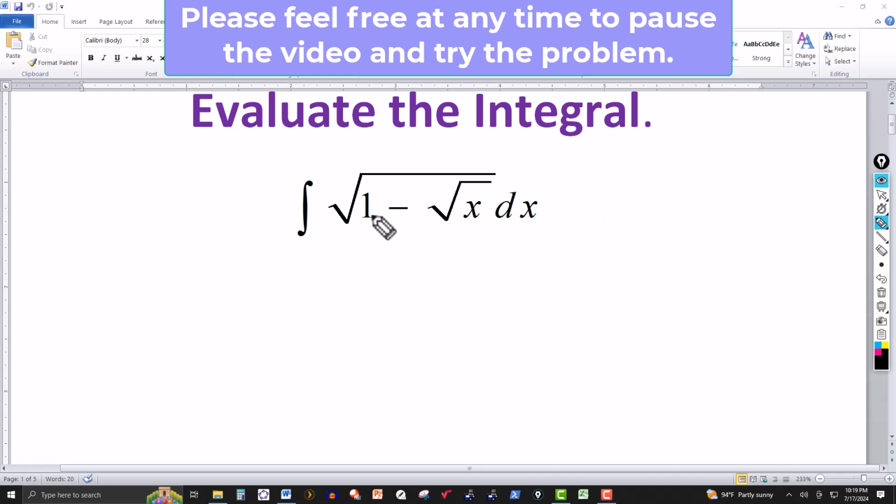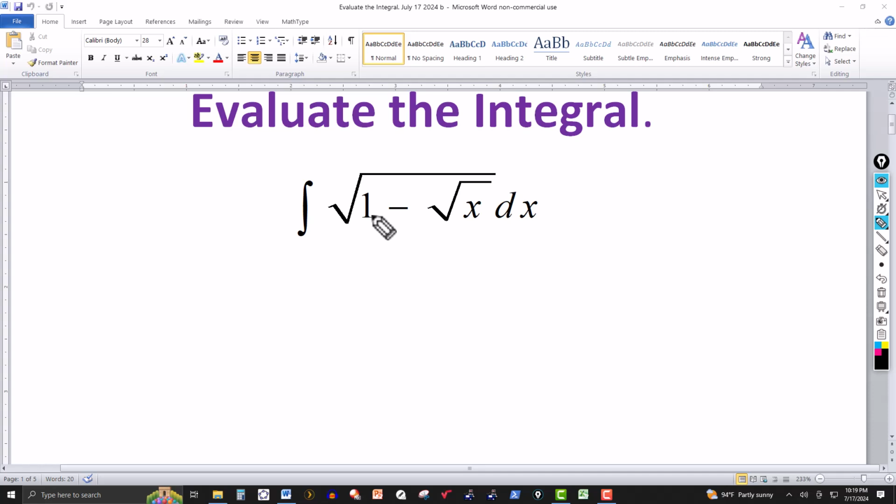Here you might let u equal to, these are some options. You might let u equal to the square root of x. You might let u equal to this expression here, 1 minus the square root of x. And that one's going to work. Or you could let u equal to the entire integrand. So you could let u equal to the square root of 1 minus the square root of x.